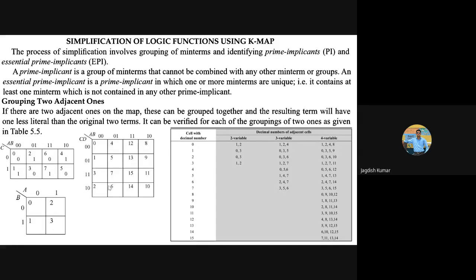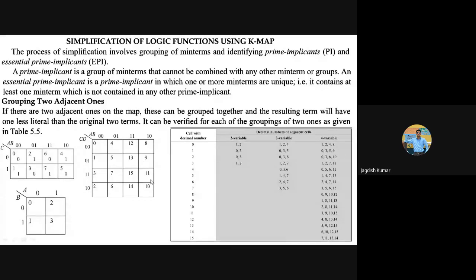Similarly, you can see this for the 4-variable case. What it demonstrates is how we can locate pairs. You can combine 4 and 5, 5 and 7, 5 and 13, 4 and 12. Vertical and horizontal pairs are allowed only. That's what is important here. Diagonally, you can't combine. 5 with 15 is not allowed. 13 with 7 is not allowed. 13 with 9 is allowed. 13 with 5 is allowed. 13 with 1 is not allowed, because that's not a nearest neighbor; it goes way away. But 1 with 9 is allowed, because both are neighbors to each other.